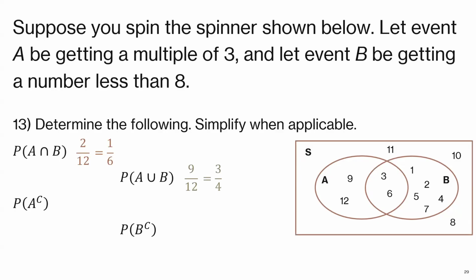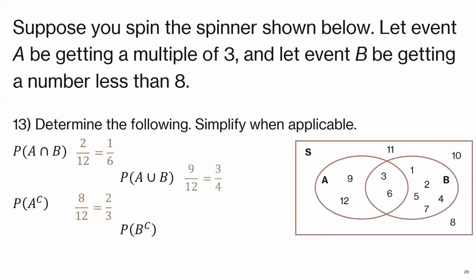The complement of A is everything that is not in oval A at all. So that's everything that's outside of both ovals, 11, 10, and 8, as well as the things that are strictly in B, 1, 2, 4, 5, and 7. So I have 8 options out of 12 total, which reduces to 2 over 3.